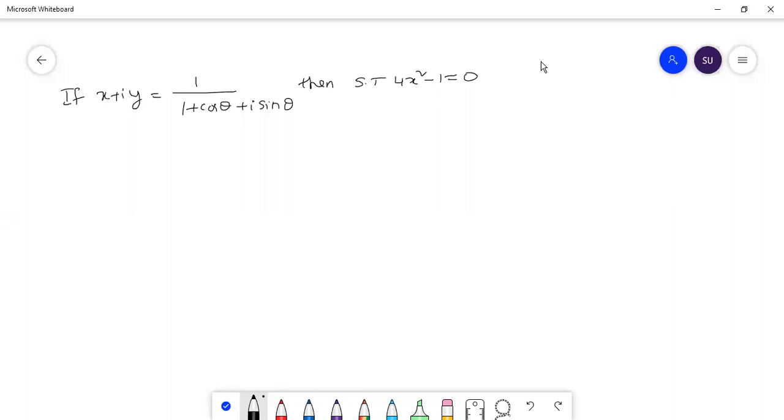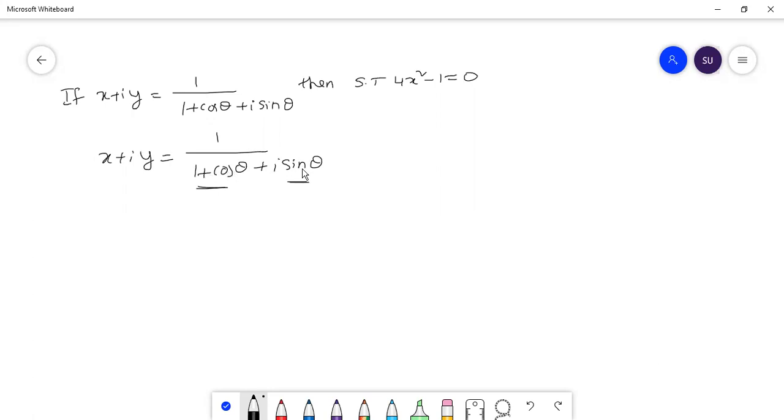If x plus iy is equal to 1 by 1 plus cos theta plus i sin theta, then show that 4x square minus 1 is equal to 0. For that, like the previous question, we have to equate the two complex numbers. That means we have to equate the real parts and imaginary parts. They have given that x plus iy is equal to 1 by 1 plus cos theta plus i sin theta. Here, this 1 plus cos theta is the real part and sin theta is the imaginary part.